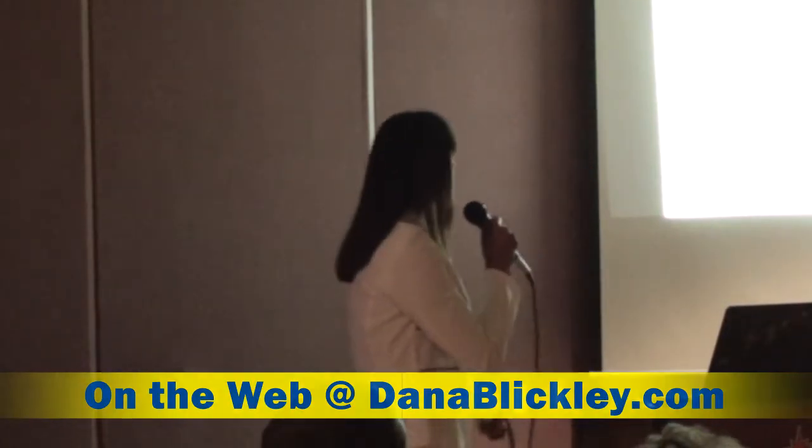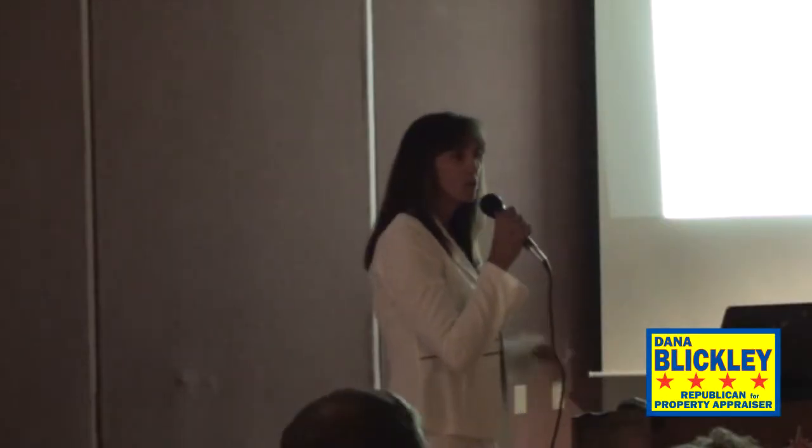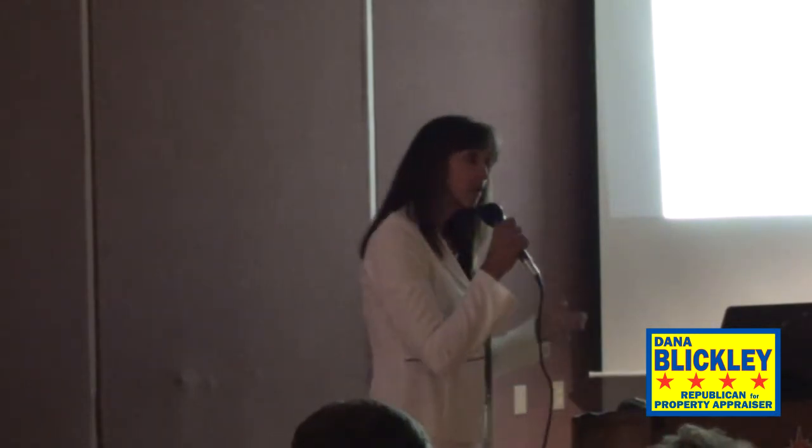The third part of the property tax cycle is the annual notification, which is the trim notice, truth in millage notice that you receive, which usually comes in the mail about the 3rd week in August. This is an extremely important piece of information. Very, very important that everyone remembers when they receive their trim notice to open it up, take a look at it, make sure if they have the personal exemptions they've applied for, there have been any changes in their value, that they agree with it.